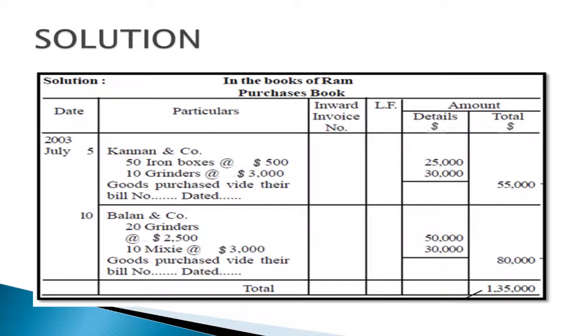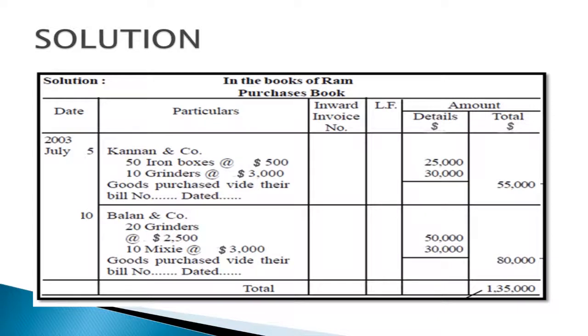Next one is July 6th. Now, we do not find this entry in purchases book because the transaction was done on cash basis. This book does not include any transaction which is based on cash. Next one is July 10th. Purchased 20 grinders at $2,500 each and 10 mixers at $3,000 each from Balan and Company.